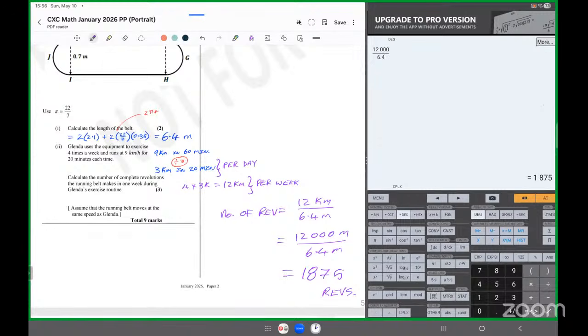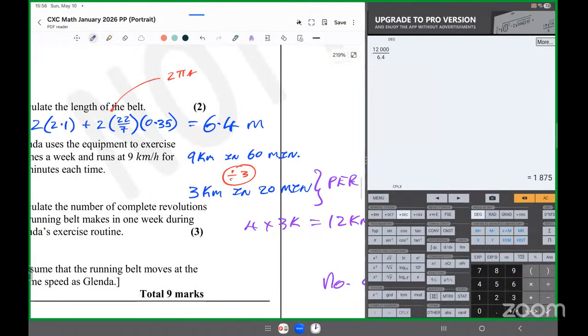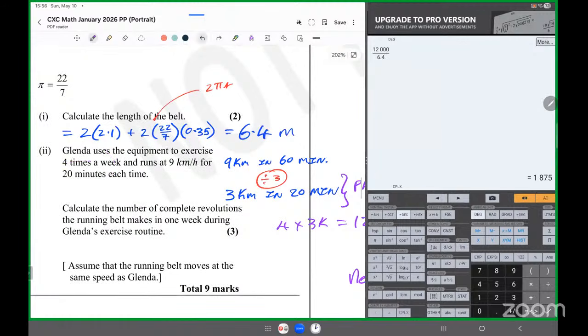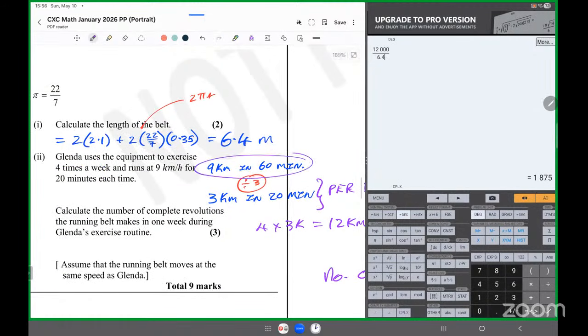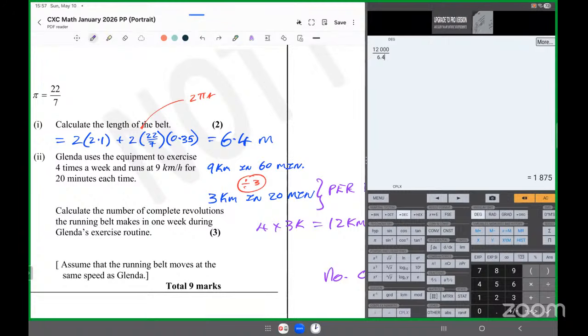Anything you don't understand? We have to work out the total distance that she did, and I get the total distance from the speed. She was doing 9 kilometers per hour. Since I want the time in minutes, the 9 kilometers is really done in 60 minutes. Then she clearly does 3 kilometers in 20 minutes. So each time she runs 3 kilometers, but she runs 4 times per week. 4 times 3 is 12, so she runs a total of 12 kilometers in a week.